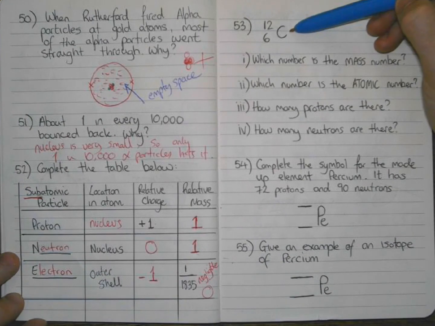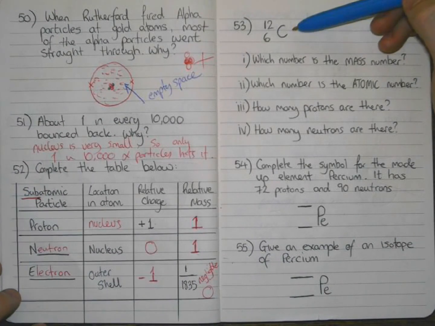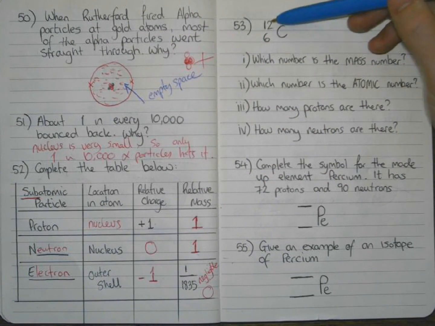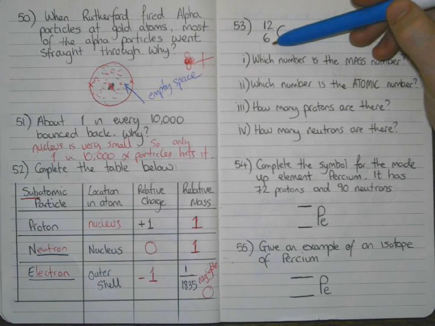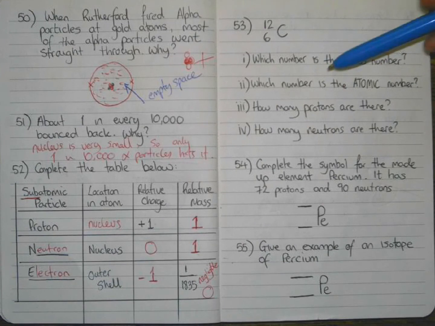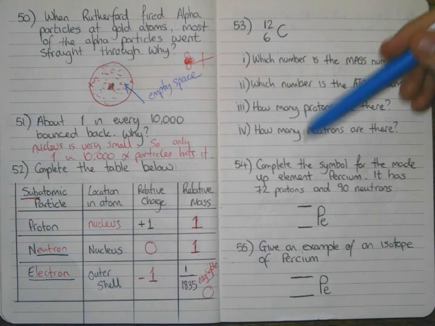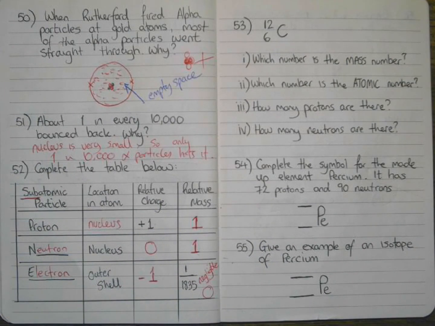We've got a chemical symbol here. C is for carbon, and we've got two numbers, 12 and 6. The question here is, which number is the mass number, which number is the atomic number, how many protons are there in this carbon, and how many neutrons are there? Have a go yourself and then check the answers in a second.